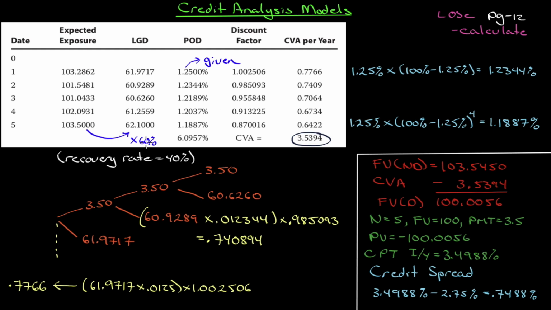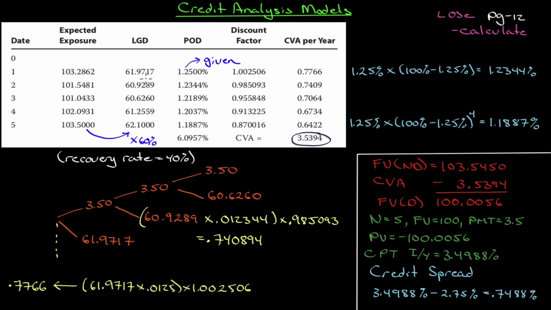We've seen this table before. Here are all the expected exposures, and we calculate them the way I showed you on the previous screen. For loss given default, we multiply the expected exposure by 60%. We're assuming a recovery rate of 40%. That's fairly consistent throughout the reading. Once we have our loss given default, we multiply by the probability of default, and multiply by the discount factor to get the present value of the expected loss.